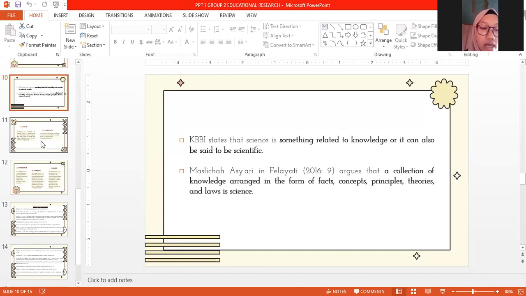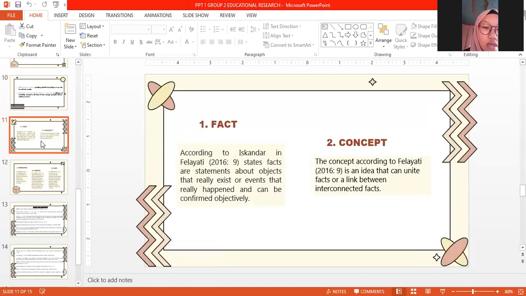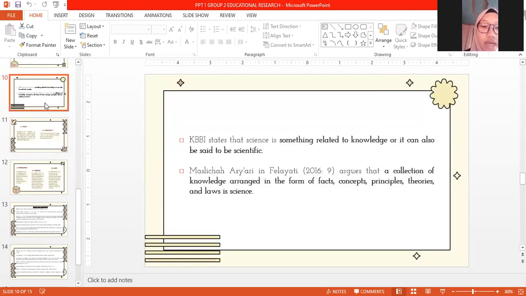Maslika Ashari, in Velayati 2016, page 9, argues that science is a collection of knowledge arranged in the form of facts, concepts, principles, theories, and laws. So that means science is in the form of facts, concepts, principles, theories, and laws.